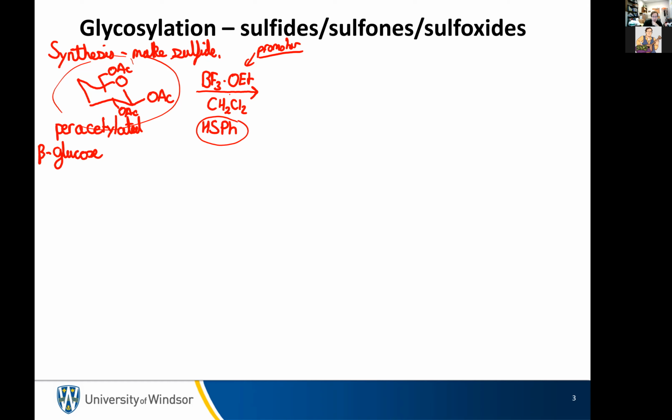We are using a non-participating solvent. If you remember the solvents, dichloromethane doesn't do anything. It's not like acetonitrile or ether. It just does nothing. It does not interfere with the reaction. So do I expect an alpha or a beta product from this reaction? Beta.